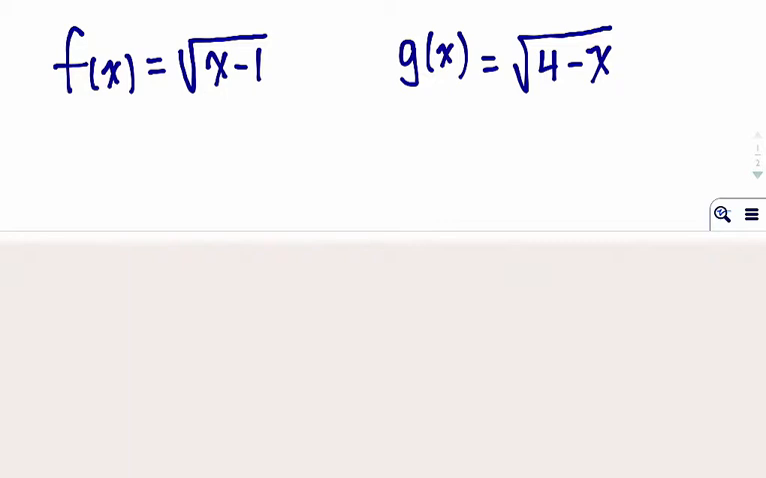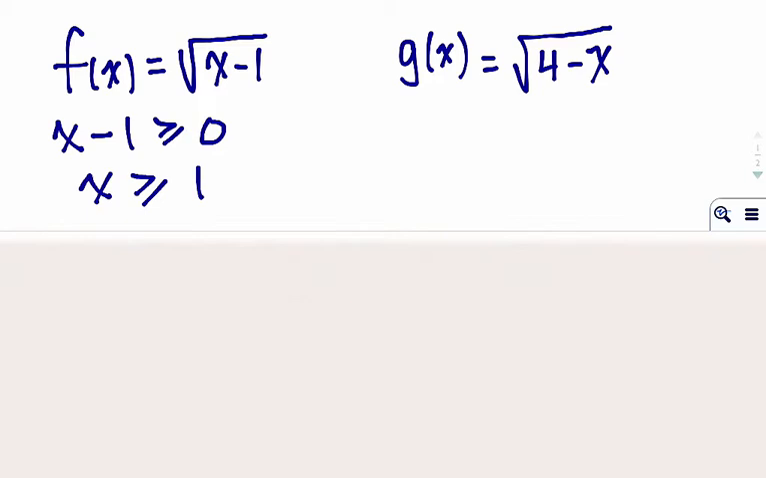Let's take a look at some square root functions as they tend to be problematic. A square root function is defined as long as what is inside the square root is greater than or equal to 0. So for function f, we need what's inside the square root to be greater than or equal to 0. A square root function is not defined if we try to take the square root of a negative number. So we want the inside to be greater than or equal to 0.